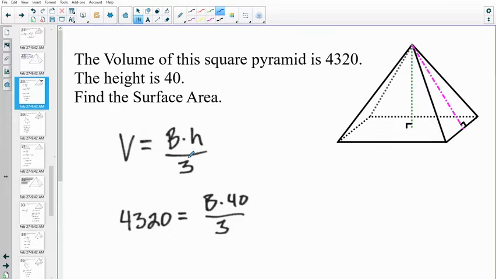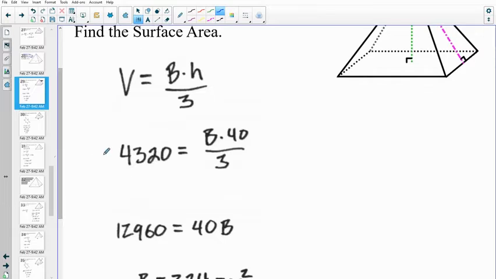Again, a reminder from yesterday, divided by 3. There are 3 pyramids that would fill up one prism, and I did attach a short 2-minute video that shows you that it takes 3 pyramids to fill up a prism. But that's where the formula comes from. Plug in the volume, 4,320. I was given the height, so I can plug that into the formula, and right away I've got this equation. The only thing that I don't know is the area of the base. So I can do a little bit of algebra to solve that. I'll multiply both sides by 3 to undo dividing by 3.